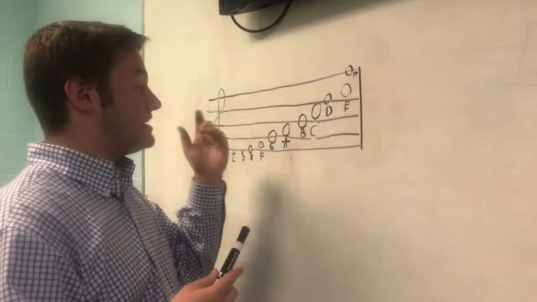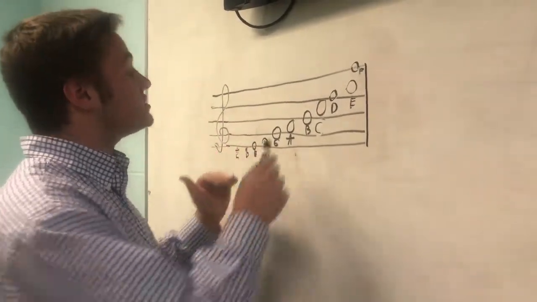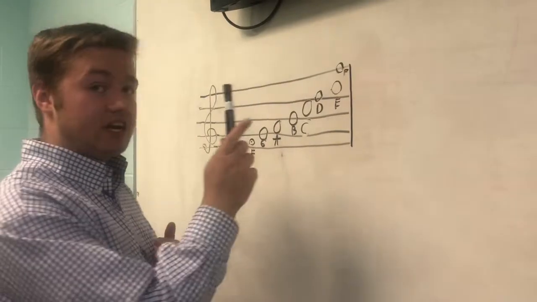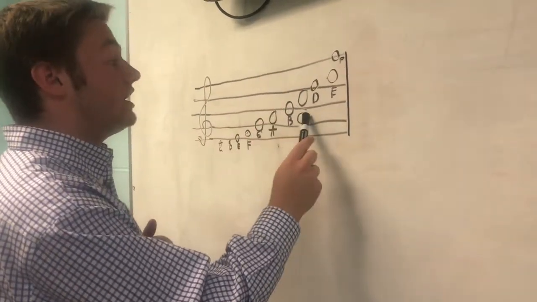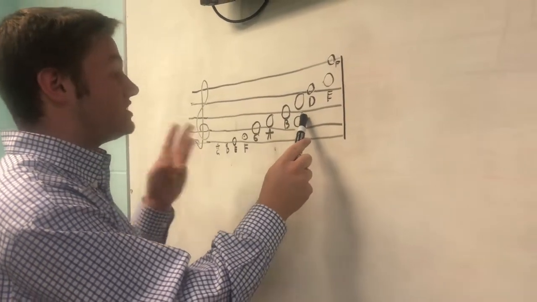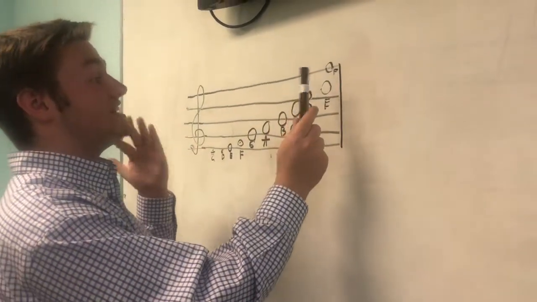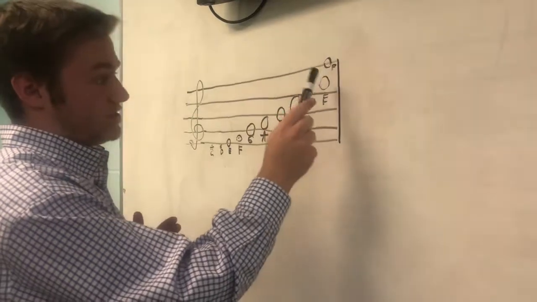The second note in the space is A. F-A. So, the A is the second note in the space. The third note in the space is F-A-C. Sorry, I lost my place. C. So, F-A-C is the third note in the space. And then F-A-C-E, the last note in the space is E.